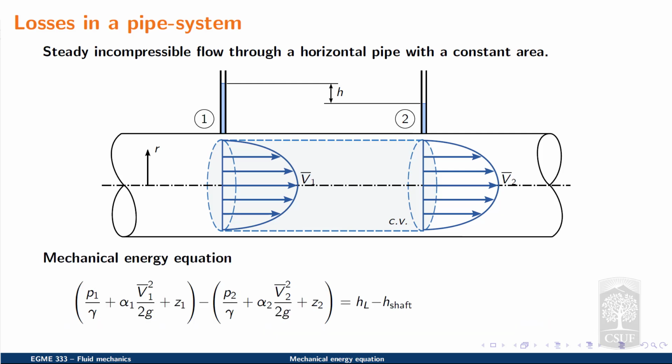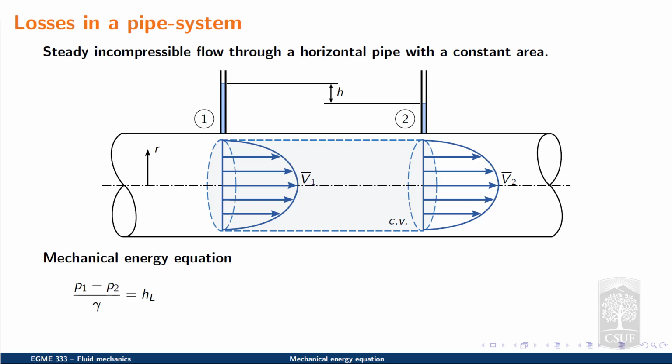So if we apply the mechanical energy equation to this problem, we can simplify by considering that we know that the mean velocity at point 1 is equal to the mean velocity at point 2. Also, because we are dealing with a horizontal pipe, we know that this flow experiences no vertical displacement. Therefore, Z1 is equal to Z2. Lastly, there is no pump, fan, or turbine within the control volume of interest, so we know that the shaft head is equal to 0.